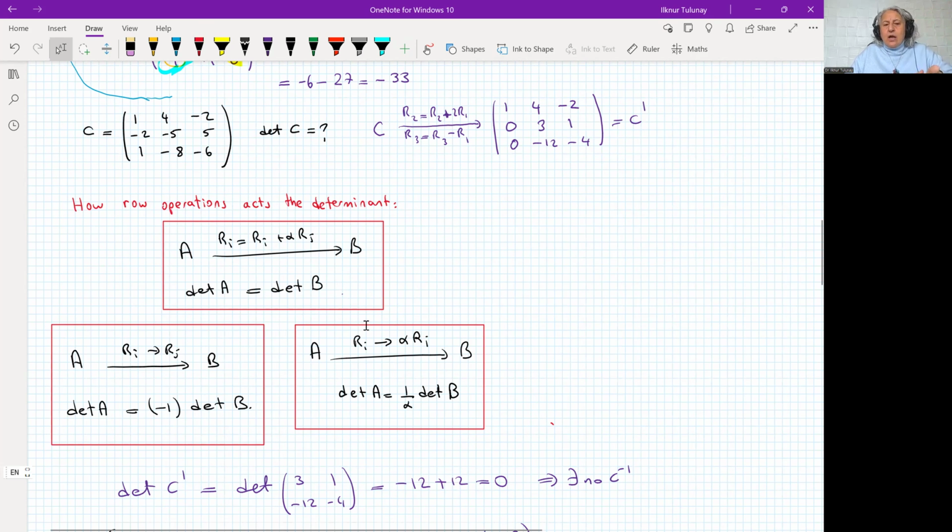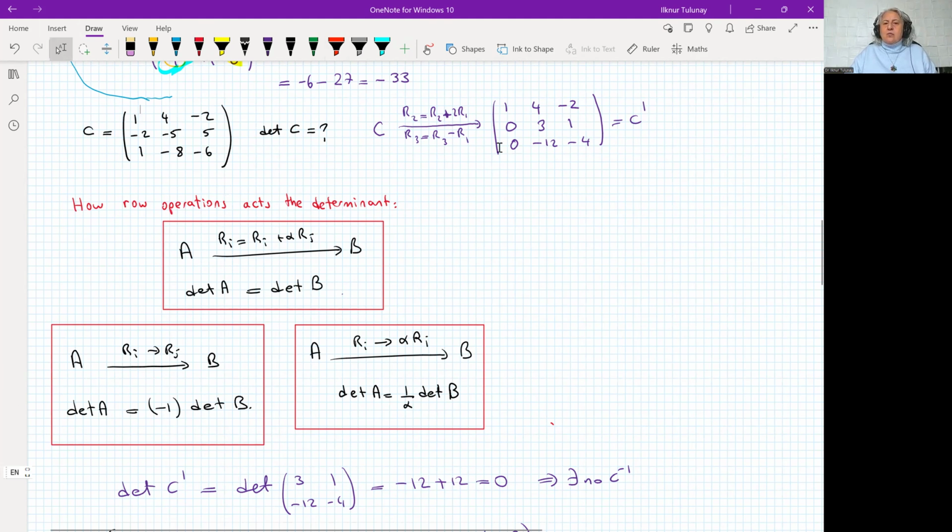If you're swapping the rows, the determinant will be affected by a -1 factor. So this is what it says here. If you're multiplying a row with a constant alpha, then the determinant will be affected as 1 over alpha, right? Because you're obtaining the matrix B by multiplying by alpha, when you're doing the determinant, you should divide by alpha. So this will make our lives very easy.